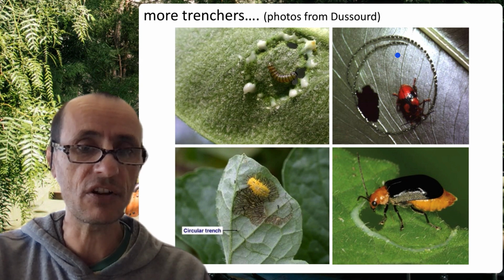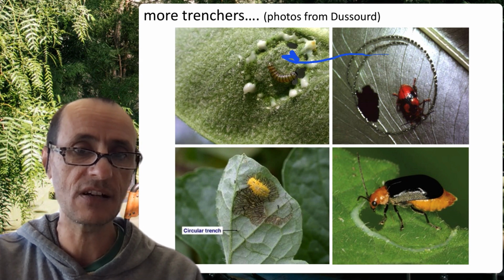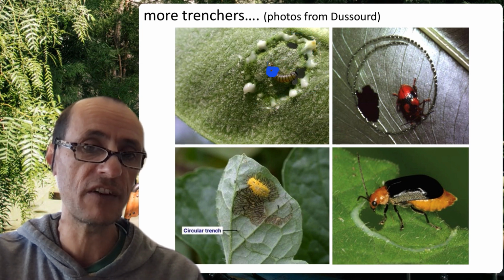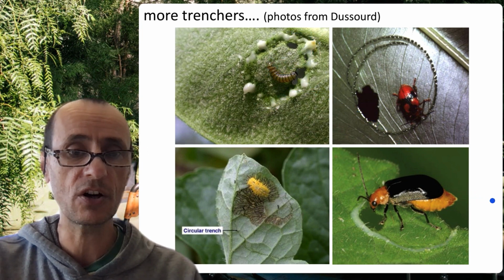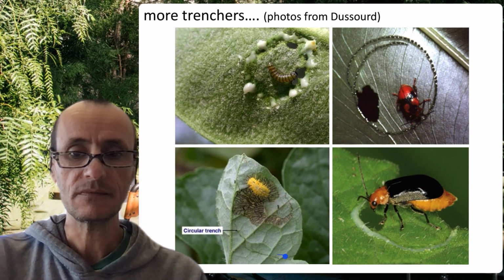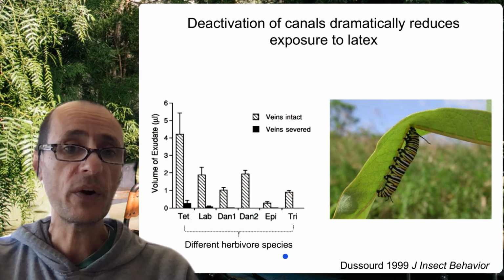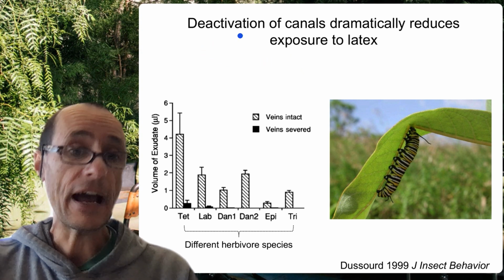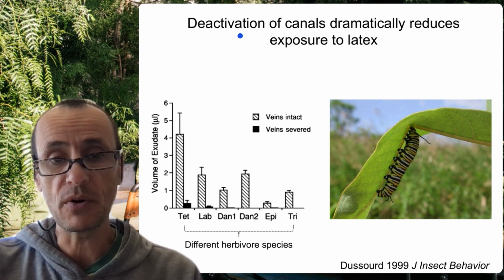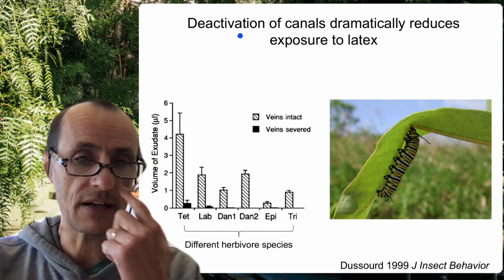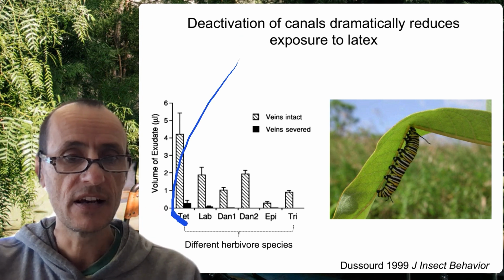And there are all kinds of clever ways in which insects do this. Here you can again see another example of a monarch caterpillar that's been able to clip these veins and then feed where they can't actually occur. Here's a circular trench here. And what you will find is that the deactivation of these canals actually does, in fact, reduce the exposure of the caterpillars to these compounds, to these latexes.